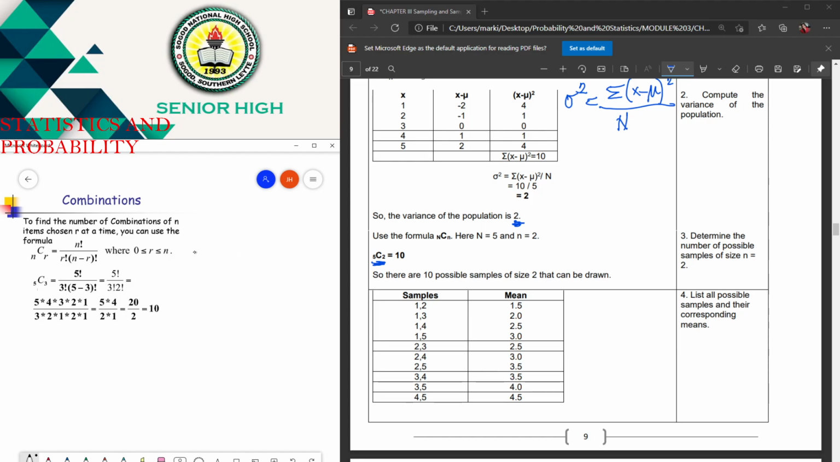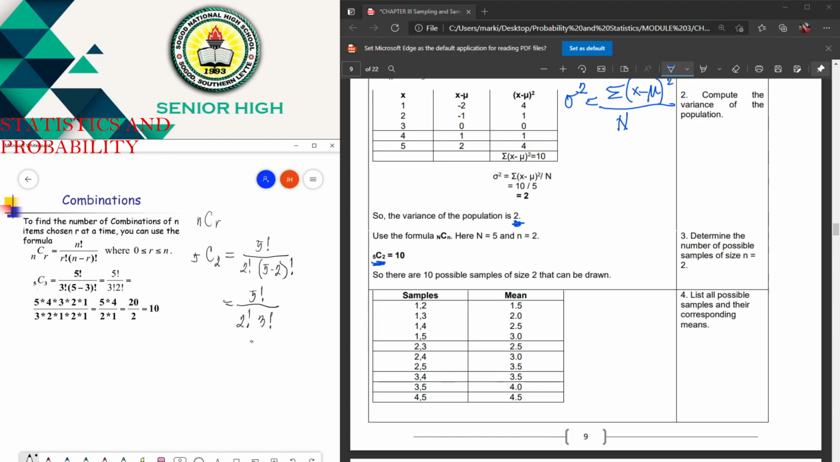So if you're going to use that one, we have 5 combination 2 equals, what is your n? This is your n combination r, so this is your n. So n is 5 factorial over, what is your r? r factorial is 2 factorial, over 5 minus 2 factorial. So 5 factorial over 2 factorial times 3 factorial, since 5 minus 2 is 3.